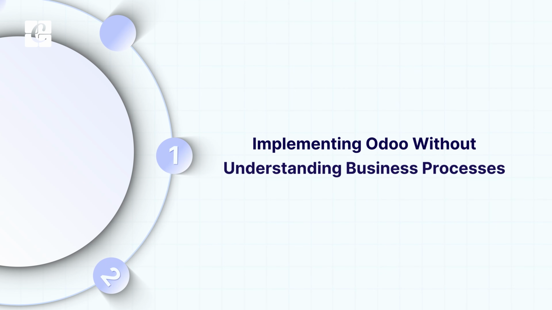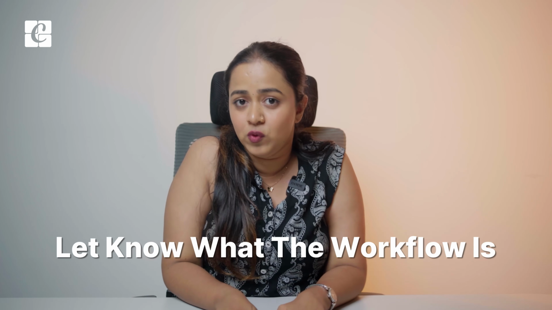The very first mistake is implementing Odoo without knowing the business workflow. You all know Odoo is a huge ocean with lots of fishes in it. There might be people who need the sales module, someone who needs accounting, purchase, leads, CRM and all such things. Every module has its own workflow. Without knowing the workflow, there is no point in implementing and using Odoo. So the very first thing is to know what the workflow is.